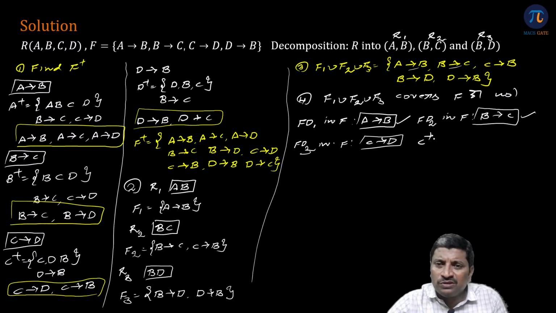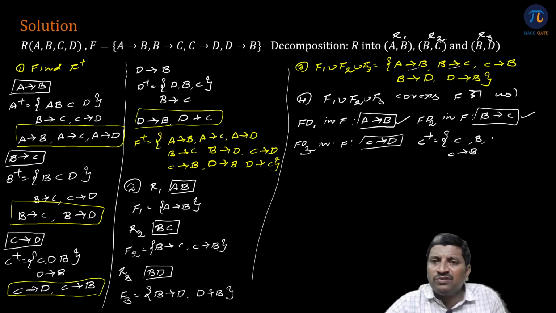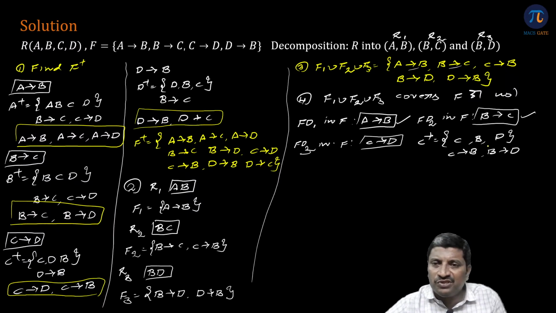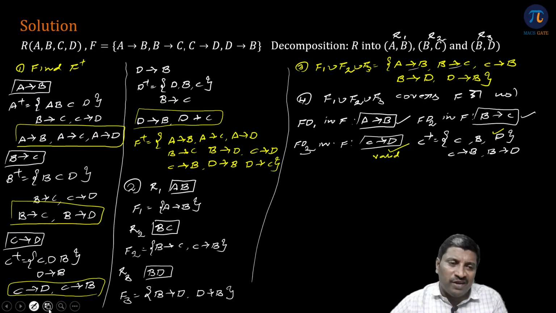So let us find the closure. What is C closure? C you can write. Then anything else? With the C you can get B. B I don't have, right? So with the B you can get D. So you can get C, B, D. So we got D. Please observe it. With the C you are able to get D. So this is valid. It was not directly present, but it is valid.